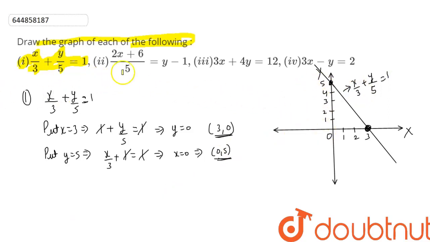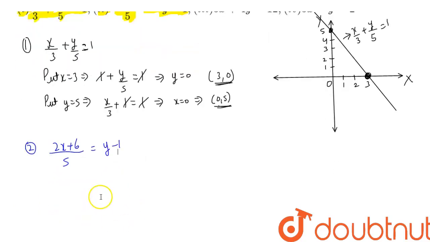Now we are going to focus on the second part of the question, and in the second part they have given us the equation (2x plus 6) whole divided by 5 is equal to y minus 1. So now we are going to consider this equation. Here in the second part we have (2x plus 6) whole divided by 5 equal to y minus 1.